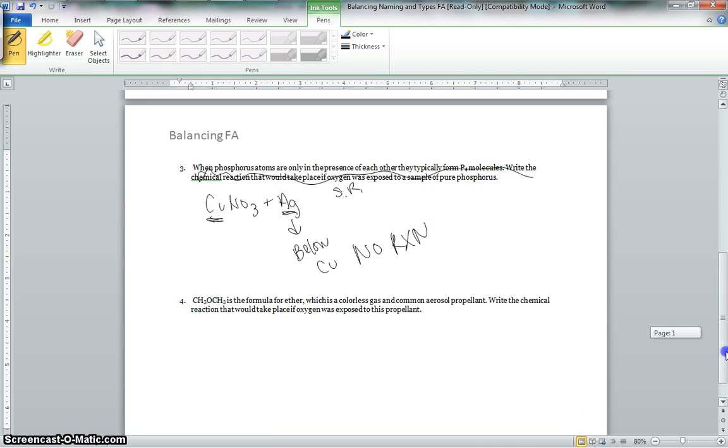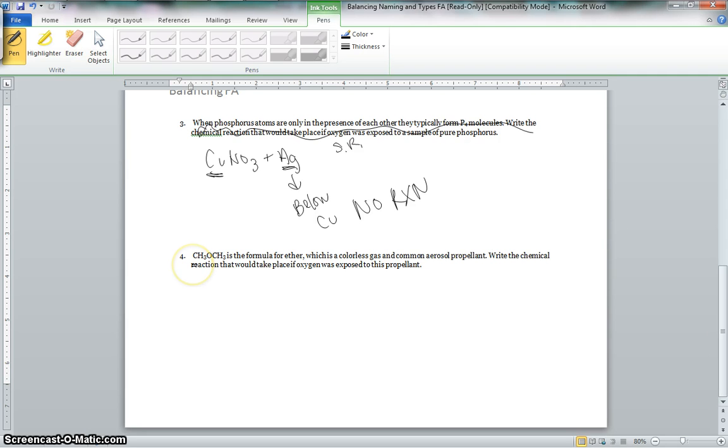Next one. Okay, this is kind of crazy. It is an ether. This is still a hydrocarbon, and we're adding it to oxygen. So we're going to have CH3OCH3 plus oxygen, O2, is going to produce the same products every single time. It's going to be CO2 plus H2O every single time. So all you have to do is balance it. It's a combustion reaction.